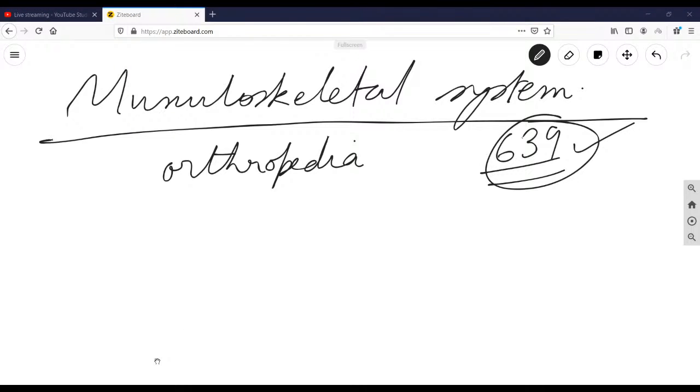So out of the 206 bones, most are paired bones, with one member of each pair on the right and left side of the body.